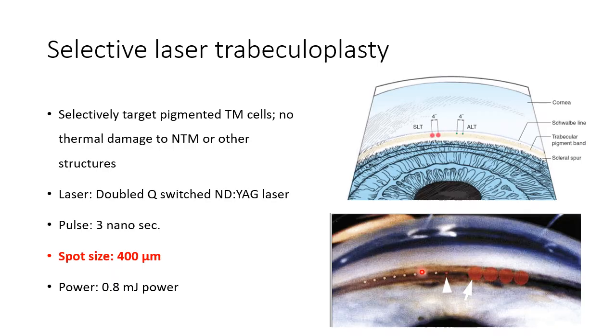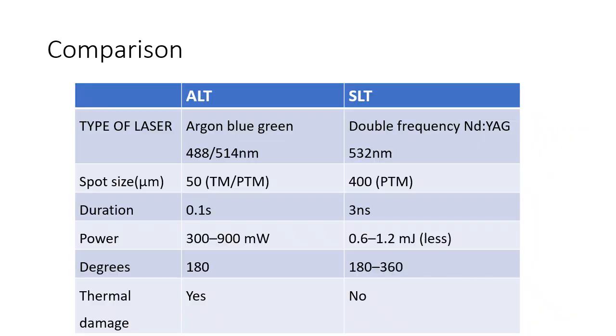Again, the larger spots here are 400 micron spots. These are the SLT, specifically at the pigmented trabecular meshwork, and the smaller spots are the ALT spots. Okay. So just a comparison.